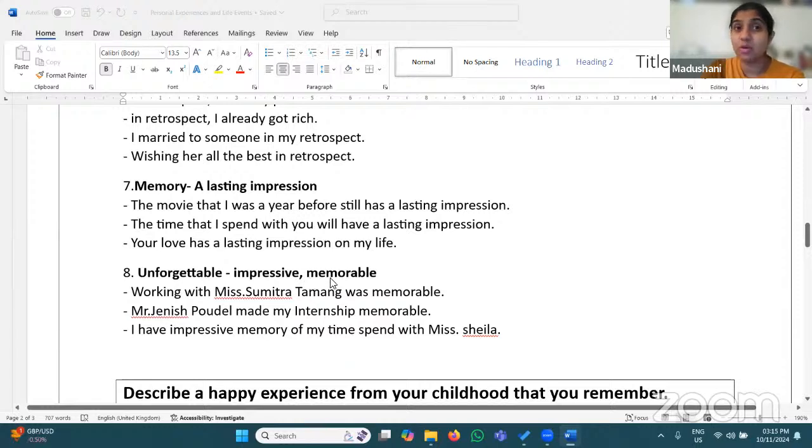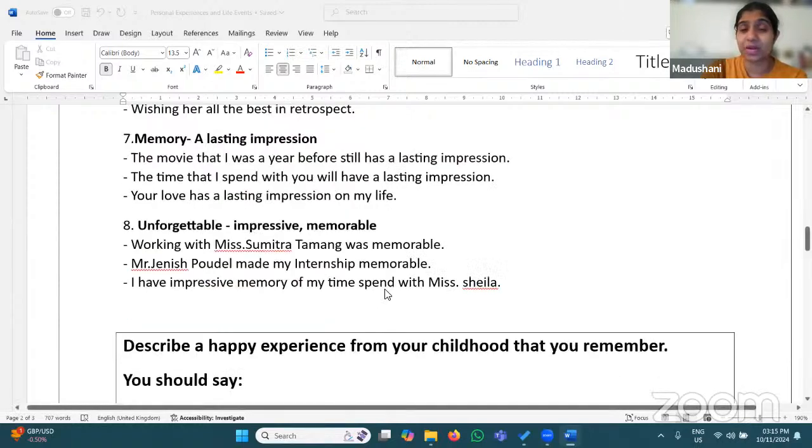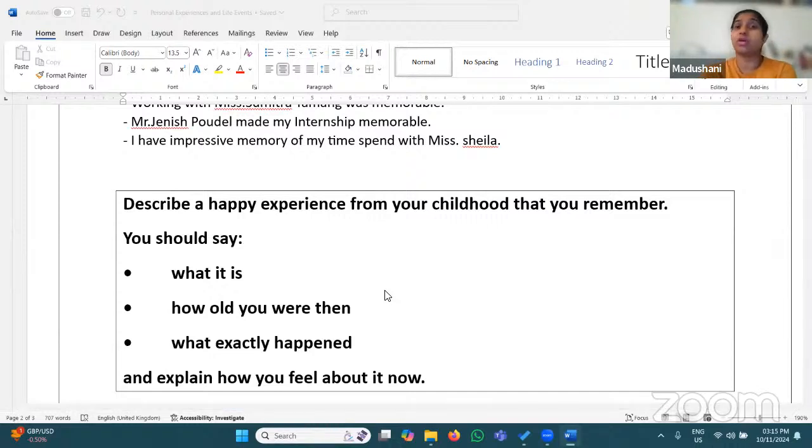Unforgettable. Right. So now we are coming to this: as you all can see, describe a happy experience from your childhood that you remember. You should say: this is a cue card question that comes under life experience or life event. So that's actually talking about the experience from your childhood. They would ask us to tell what it is, how old you were then, what exactly happened, and explain how you feel about it now.